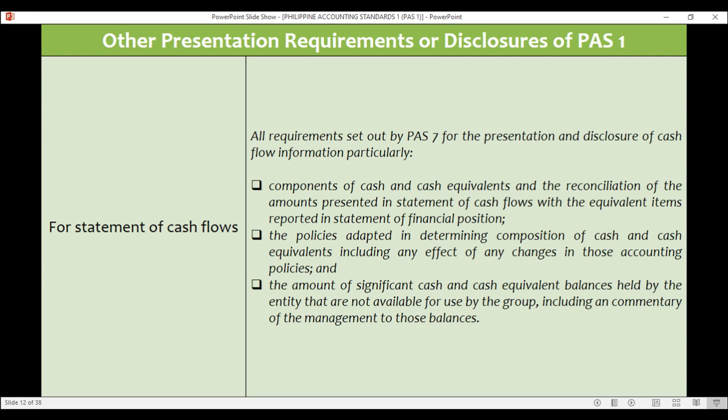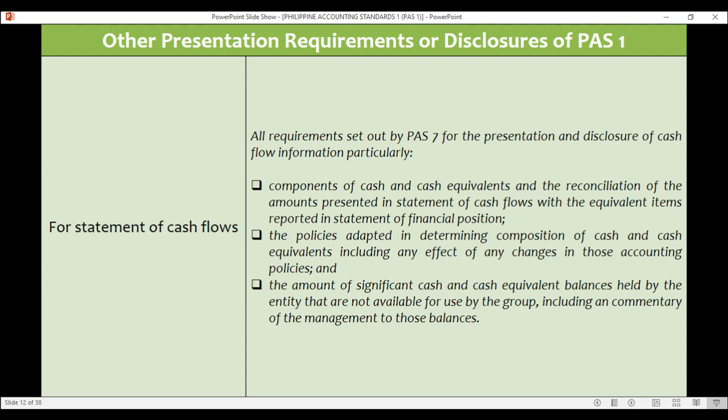For the statement of cash flows, all requirements set out by PAS 7 for the presentation and disclosure of cash flow information apply, particularly the components of cash and cash equivalents and the reconciliation of the amounts presented in the statement of cash flows with the equivalent items reported in the statement of financial position. Therefore, all the items that compose cash and cash equivalents and the related reconciliation should be presented and disclosed in relation to the statement of cash flows, and also in relation to the equivalent items in the statement of financial position. So there should be a reflection of the items: what is in the statement of financial position should be reconciled and disclosed in the statement of cash flows.